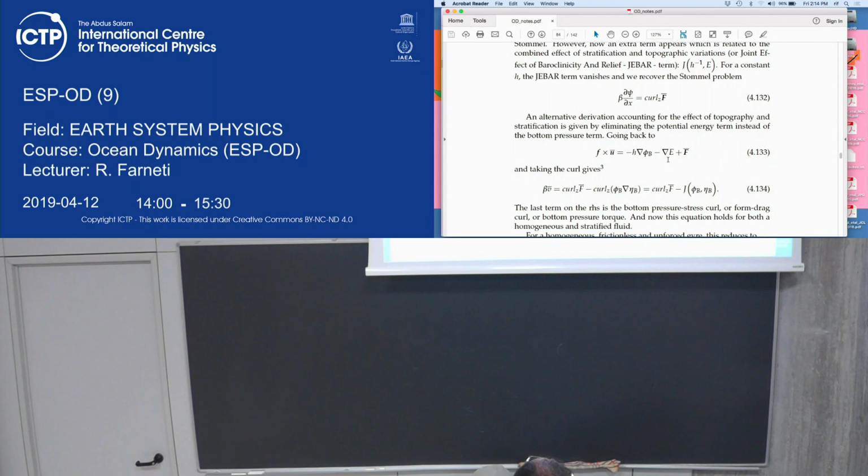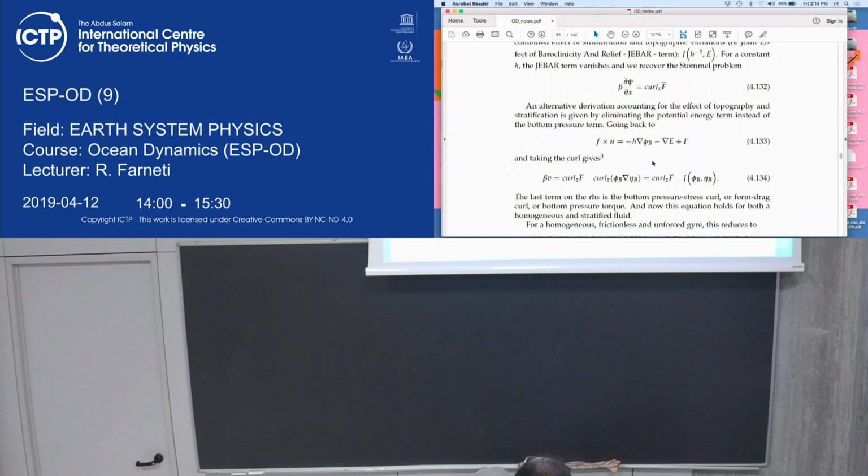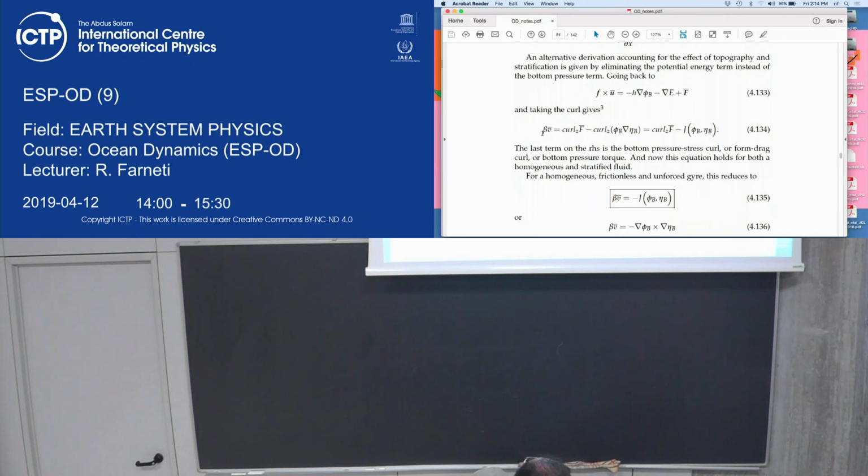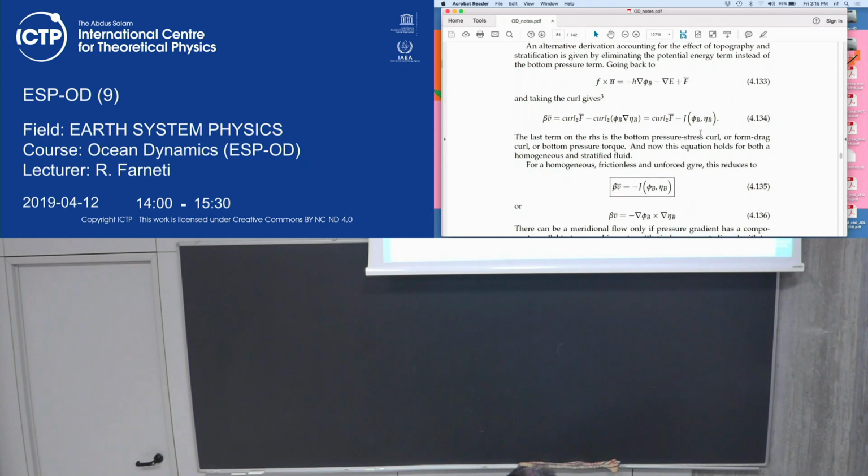An alternative derivation, including the effect of topography, is getting rid of the potential energy term. So after you take the curl, you get rid of the energy term, and you end up with the vertical integral of the meridional velocity equal to the curl of the forcing and this term, which is called the bottom pressure stress curl. Okay, it is the fact that you have a bottom pressure which is not vanishing because topography is not constant. So that term is the bottom pressure stress curl or form drag curl or bottom pressure torque, okay, whatever you want to call it.